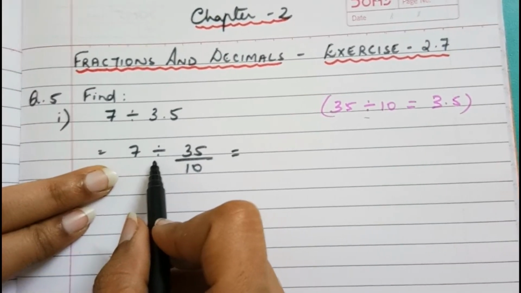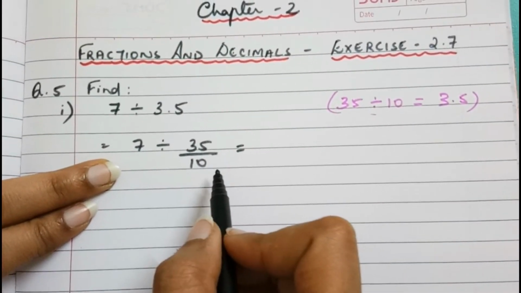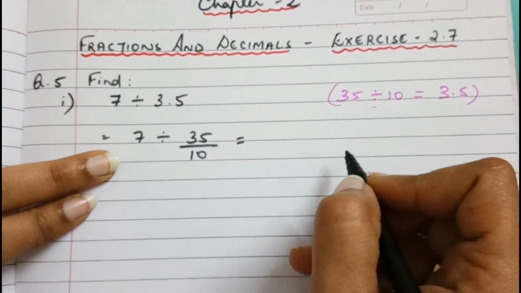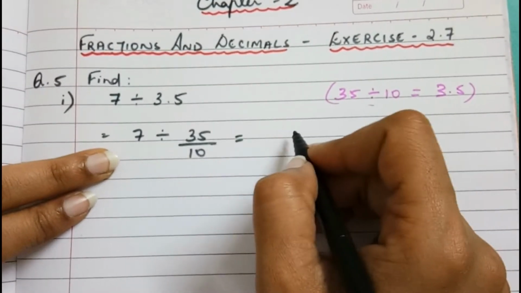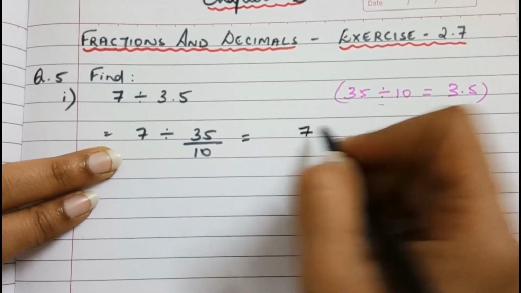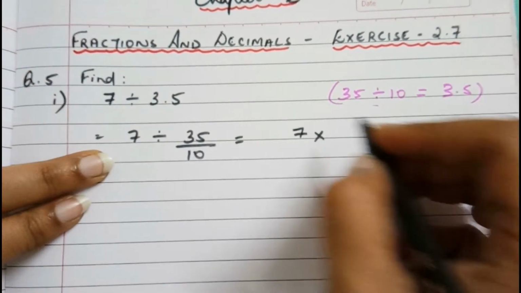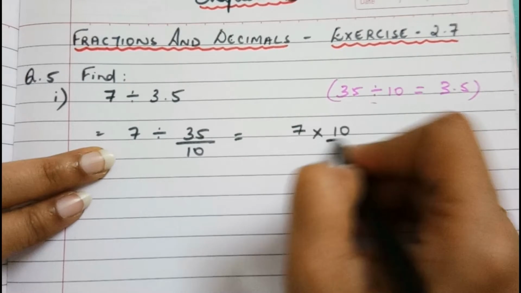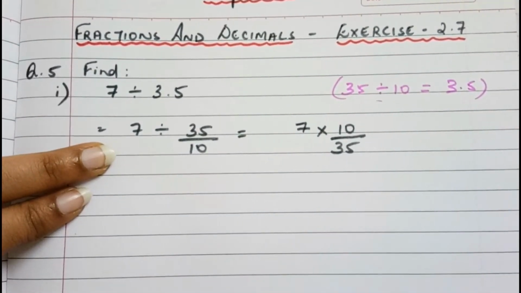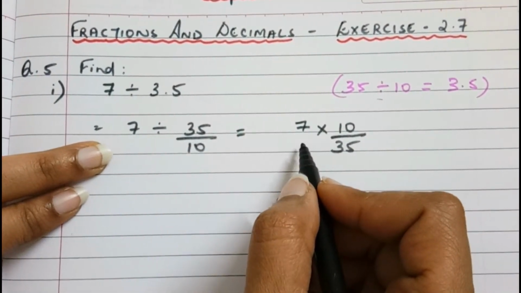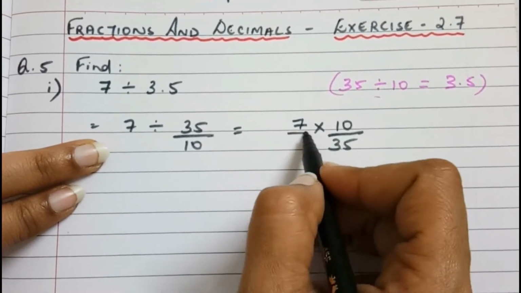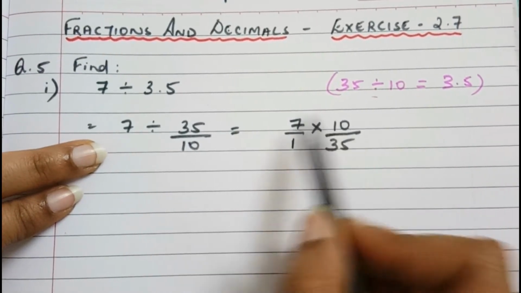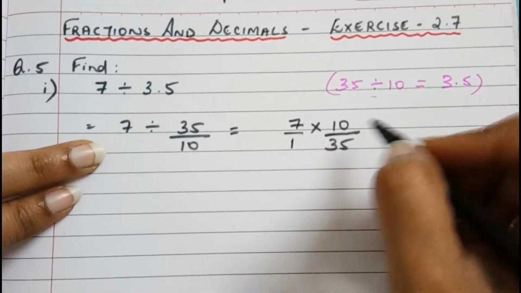Since this is a division and we have a fraction here, what is the rule? In case of division, it becomes the reciprocal. So this will be written as 7 into 10 by 35, since the reciprocal of 35 by 10 is 10 by 35. Since there is nothing below the 7 in the denominator, we consider it as 7 by 1. Understood?